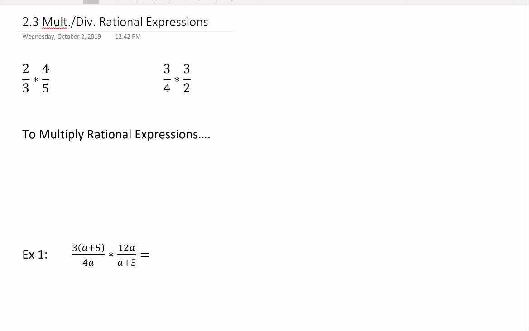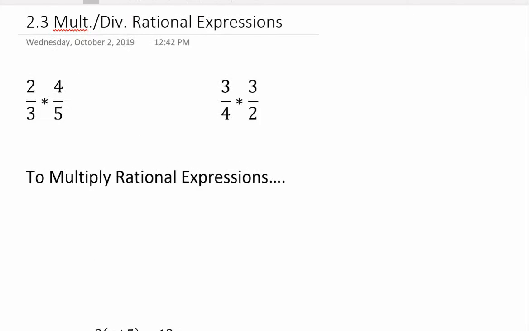Well, let's move on here and continue talking about how we work with rational expressions. We said yesterday, you're really not learning much new in this chapter. We're just applying all of our old rules for multiplying and operating on fractions, but applying them to algebraic expressions. So today we'll talk about multiplying and dividing rational expressions.